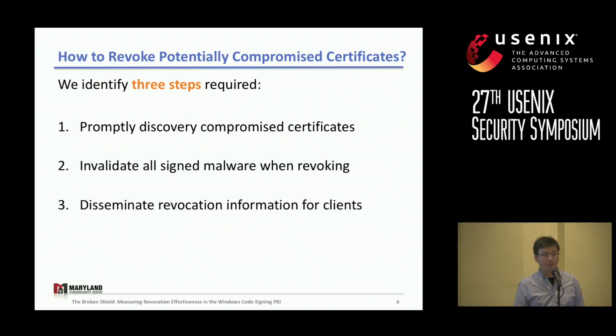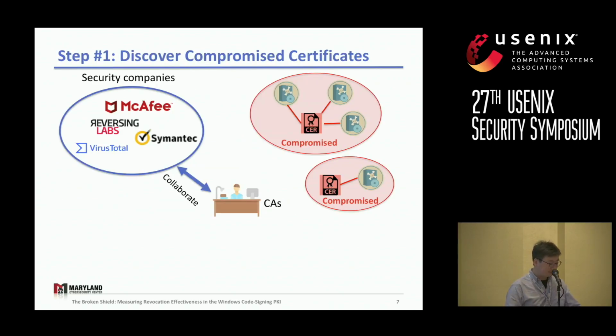So how do we revoke potentially compromised certificates? We identified three steps for effective revocation. The first is to promptly discover compromised certificates. In the second step, the CA has to invalidate all signed samples when they revoke the compromised certificate. And the last step, the CA has to disseminate the revocation information to clients.